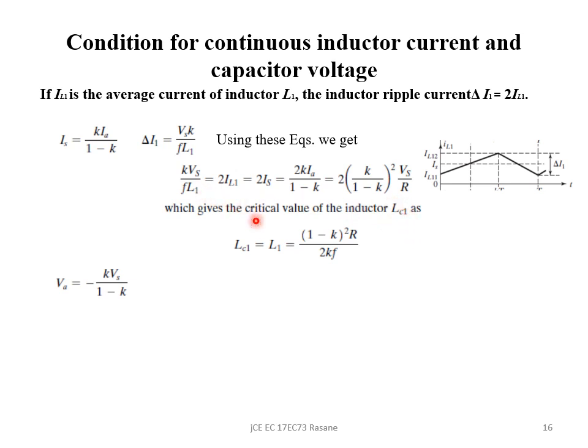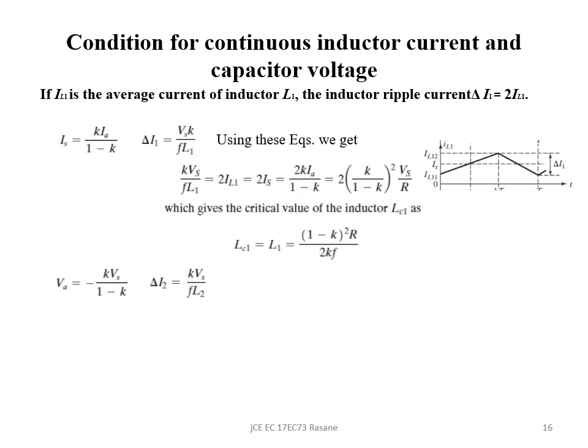Okay, that is L1, which is equal to, in this, if you see, Vs and Vs cancels and 1 minus K cancels. So you will get 1 minus K into R, the whole squared, divided by 2K into F, with F remaining. Okay, so this becomes the critical value of the inductor, and this is the value which is the required condition for continuous inductor current.